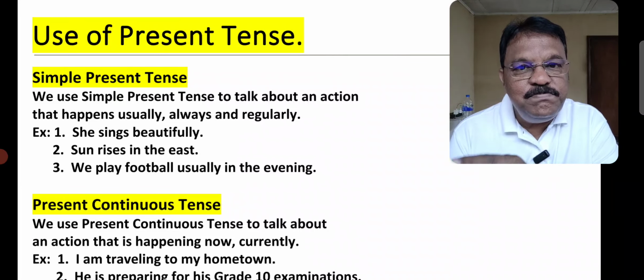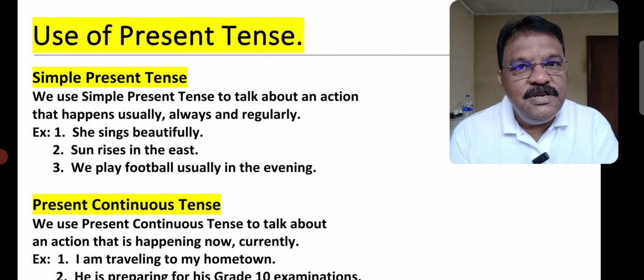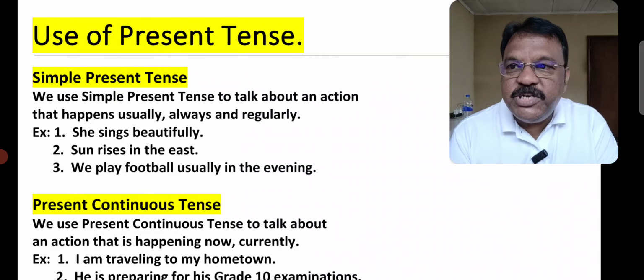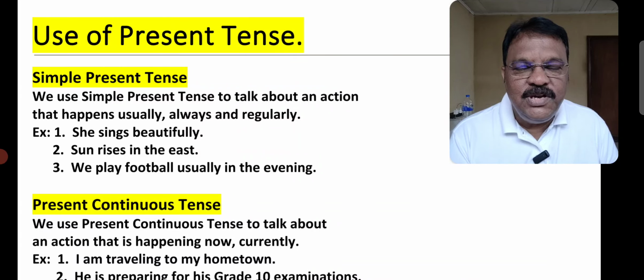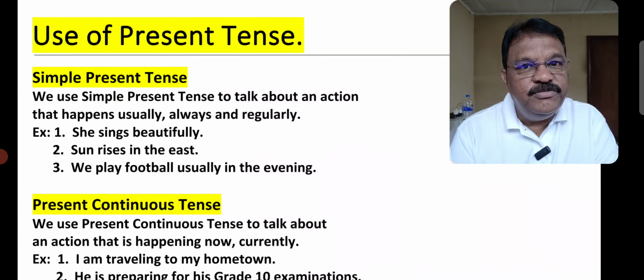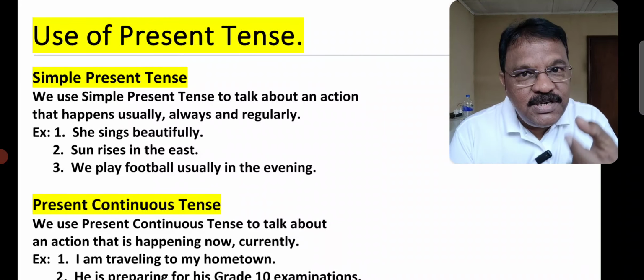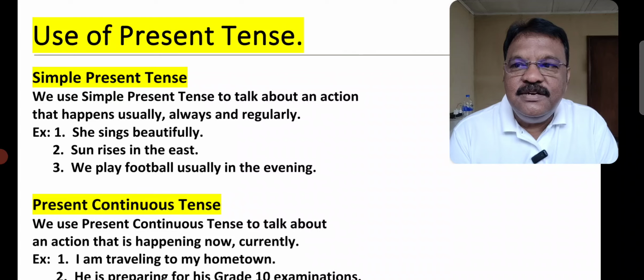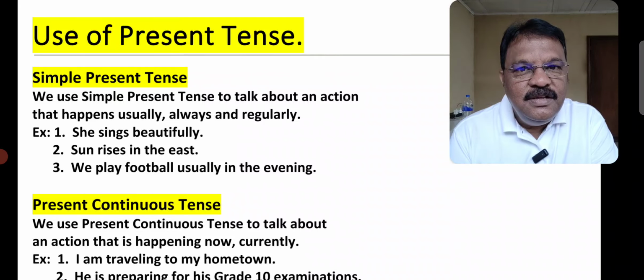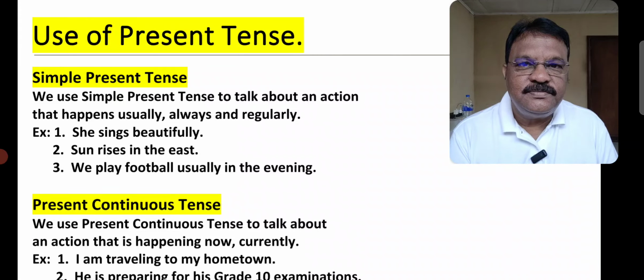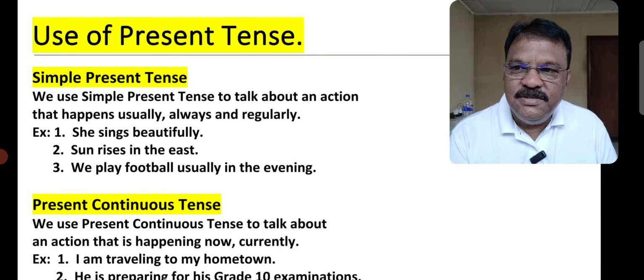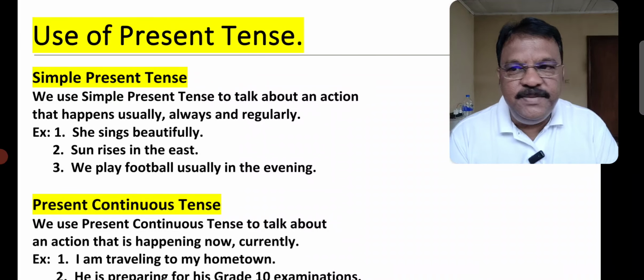Now we have used simple present tense verb here in this sentence. The verb of the sentence is rises. Subject of the sentence is sun. Sun rises in the east. Got it? Rising is the action of the subject sun, and the verb rises tells us that the action is done usually. Remember this. Look at the example number 3.